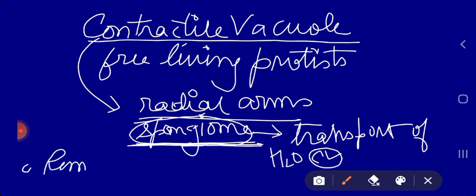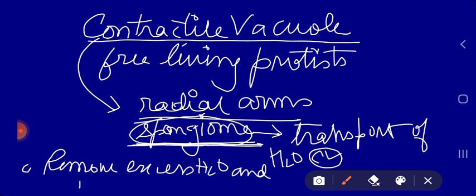You can write: remove excess water and ions from the cell, and it also balances the water flow into the cell.